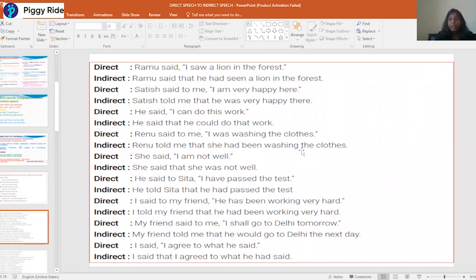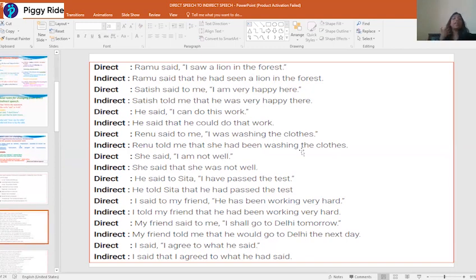Ramu said, "I saw a lion in the forest." Ramu said that he had seen a lion in the forest. Satish said to me, "I am very happy here." Satish told me that he was very happy there. He said, "I can do this work." He said that he could do that work.